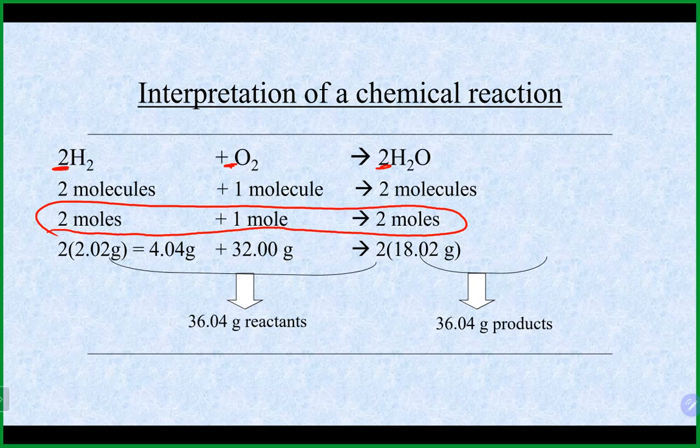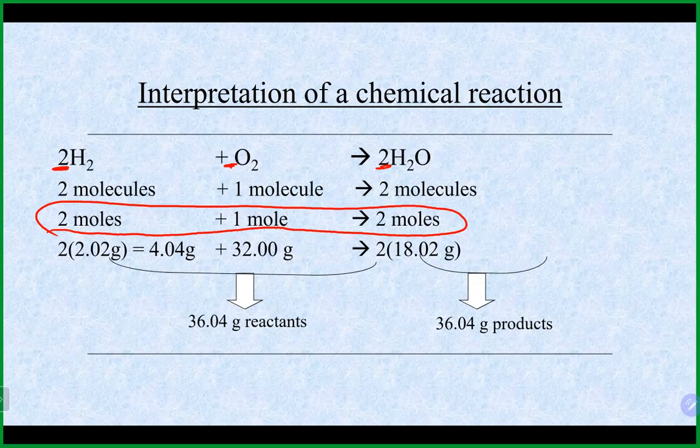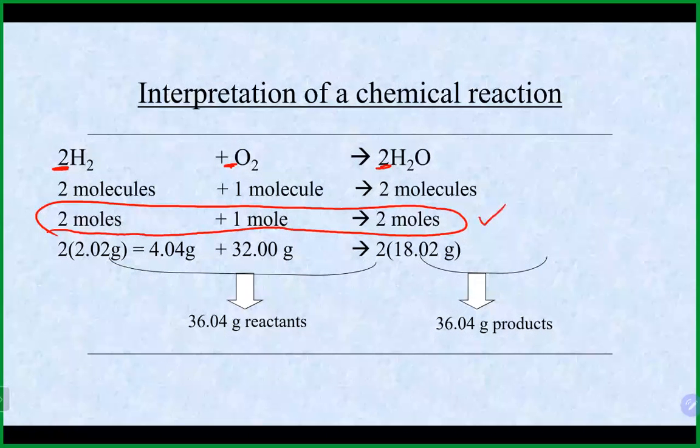Looking at the coefficients there, from H2 we could say 2 moles of H2 react with 1 mole of O2. Just like in chemistry, if there's no number written there, it's assumed to be 1, and 2 moles of H2O. So in stoichiometry, that is the relationship that we're going to use.